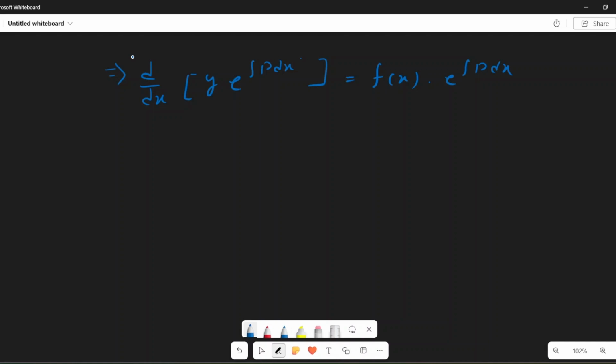Now if we integrate both sides, we get y e to the power integration of p dx is equal to the integration of f(x) e to the power integration of p dx dx plus c, where c is the integral constant. Let's have an example to understand the concept more clearly.